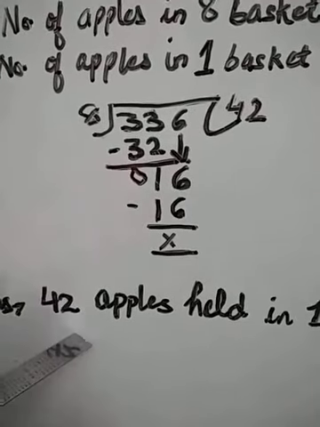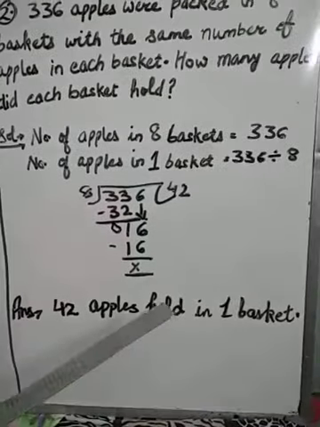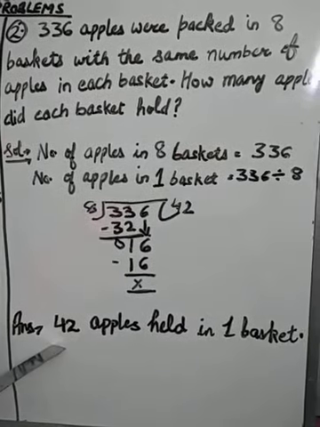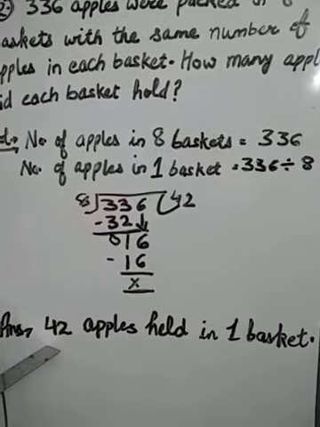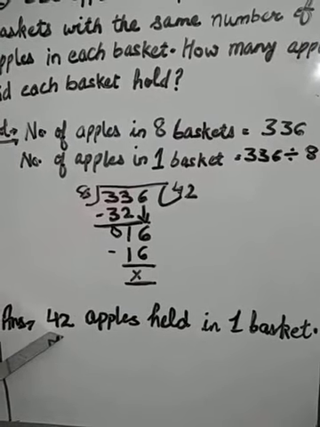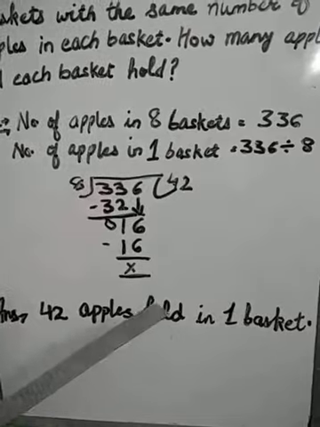So answer is 42 apples held in one basket. कि एक basket में कितने apple आए? 42. Because 42 is the answer. That is the quotient of the division. So 42 is the answer. 42 apples held in one basket.